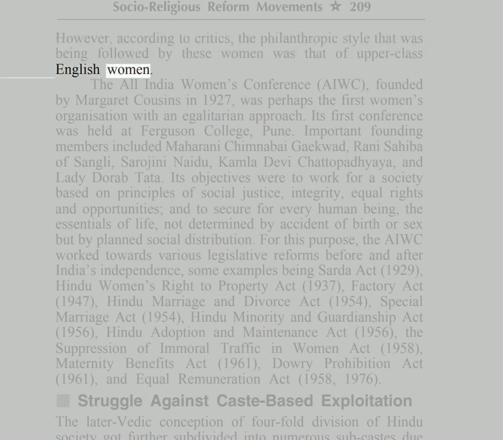of upper-class English women. The All India Women's Conference, AIWC, founded by Margaret Cousins in 1927, was perhaps the first women's organization with an egalitarian approach. Its first conference was held at Ferguson College, Pune. Important founding members included Maharani Chimnabai Gaikwad, Rani Sahiba of Sangli, Sarojini Naidu, Kamladevi Chattopadhyay, and Lady Dorab Tata.